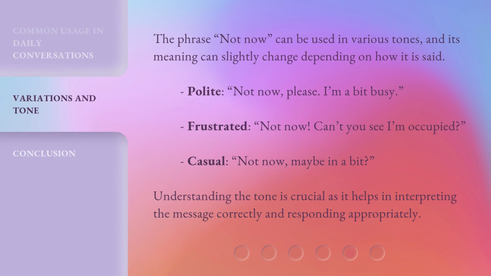The phrase "not now" can be used in various tones, and its meaning can slightly change depending on how it is said. Polite: "Not now, please. I'm a bit busy." Frustrated: "Not now, can't you see I'm occupied?" Casual: "Not now, maybe in a bit." Understanding the tone is crucial as it helps in interpreting the message correctly and responding appropriately.